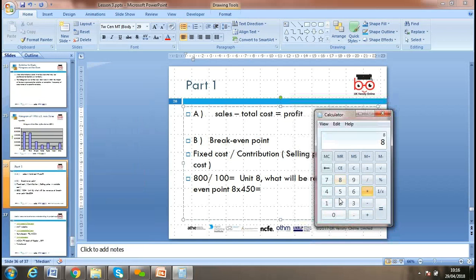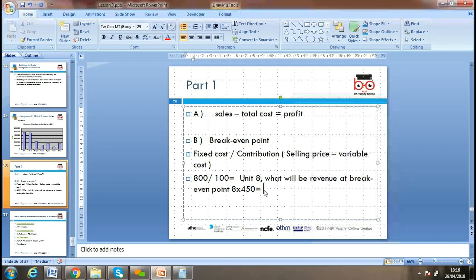8 times 450 equal to 3600. So when we sell 8 chairs, we will be at break even. Okay, then we have a C part.